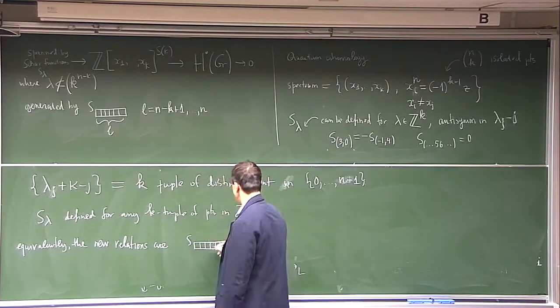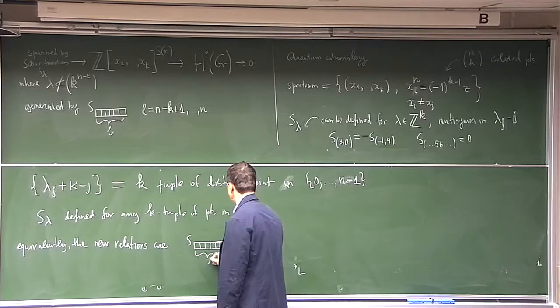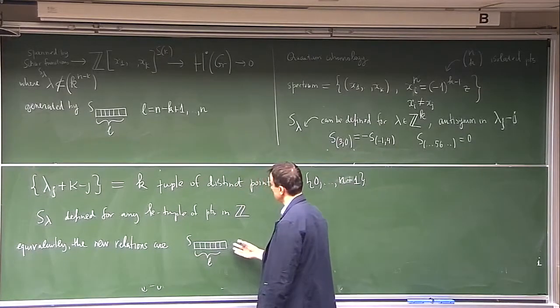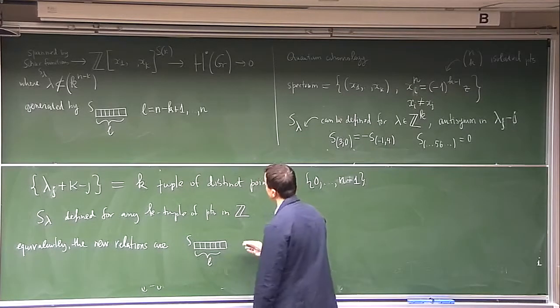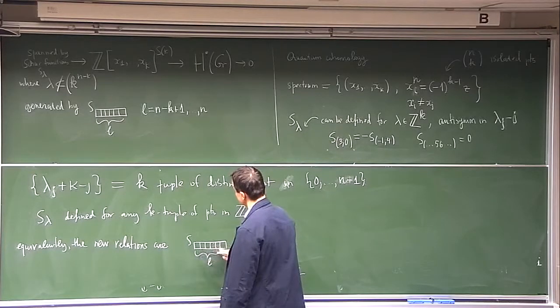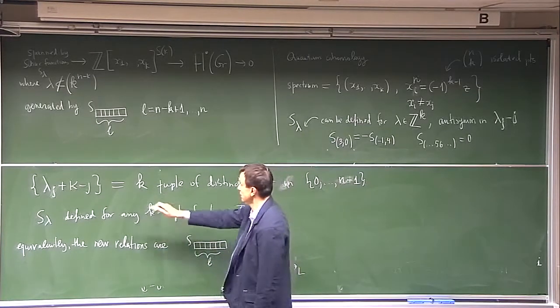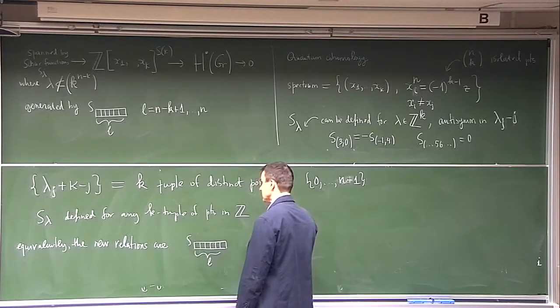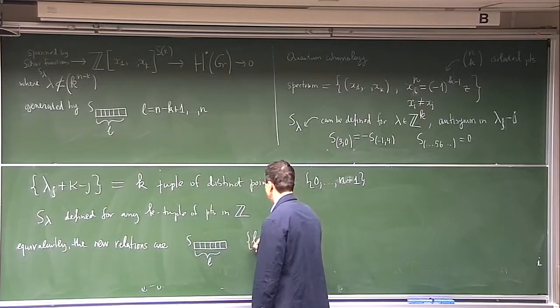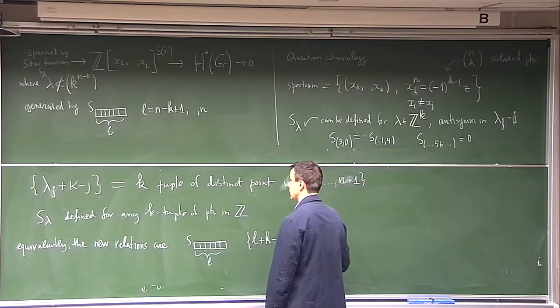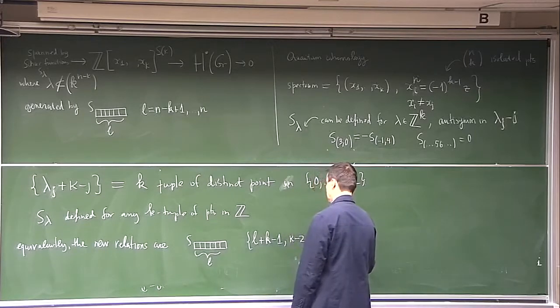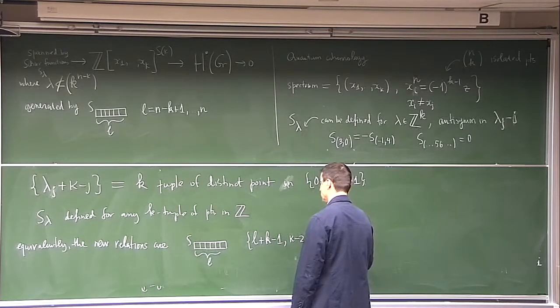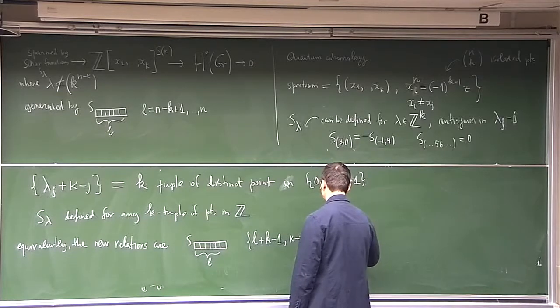is still zero, because if I put this L, what does this correspond to? This corresponds to my set here, which looks like L plus k minus 1, and then all the others are 0, so k minus 2, ..., 1, 0.